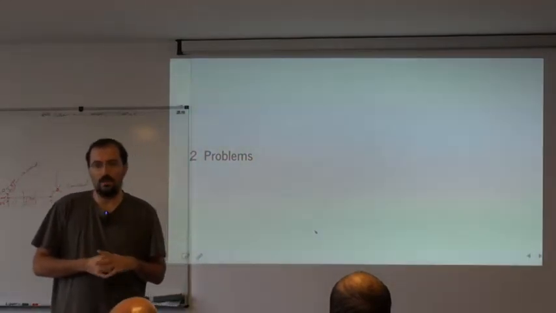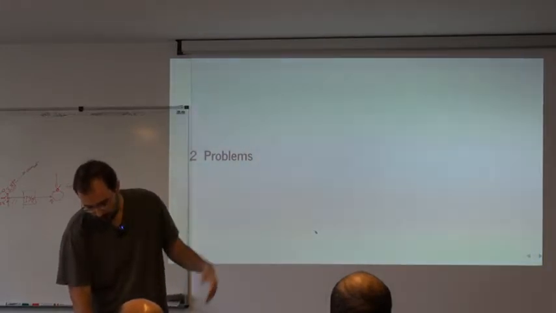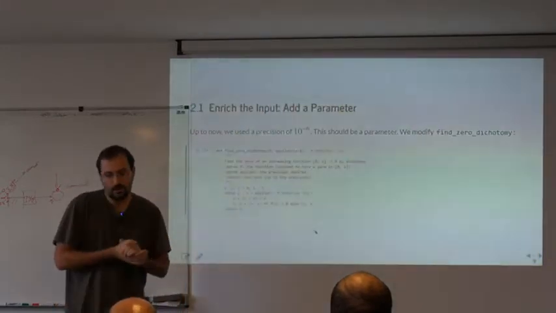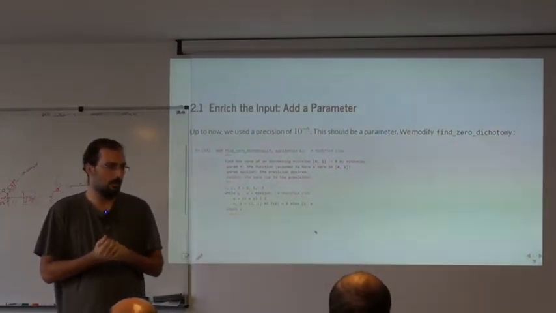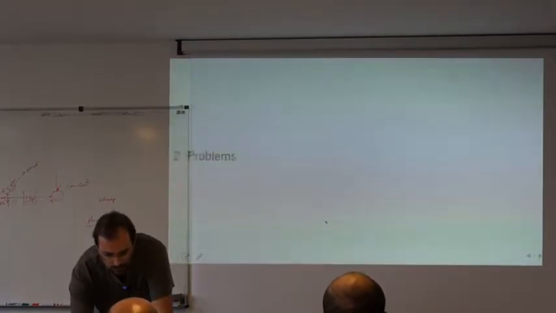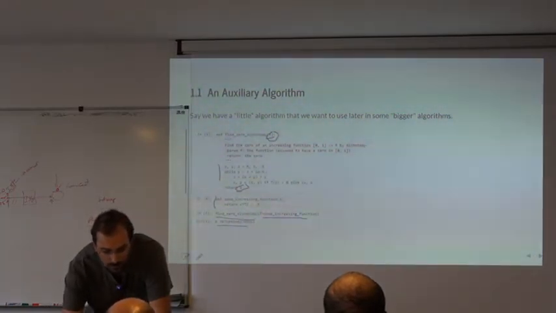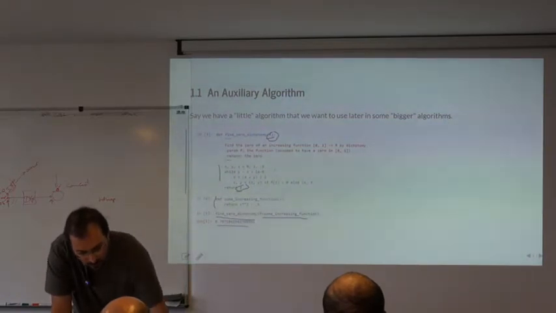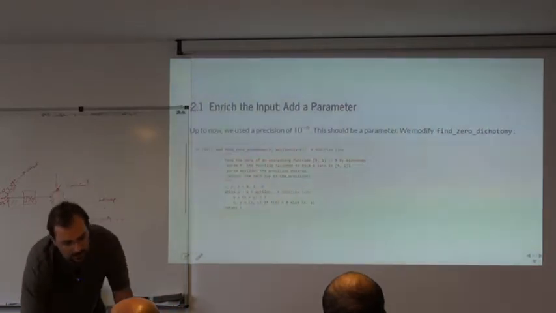But we are going to see that there are several problems with this implementation that will prevent us from going forward with the code. So, first problem. Imagine that you want to enrich the input of your sub-algorithm. I don't know if you noticed, but for the moment in the dichotomy, for example, I used a precision of 10 to the exponent minus 6. And of course, that could be a parameter of the algorithm. So I will add this in the parameters.